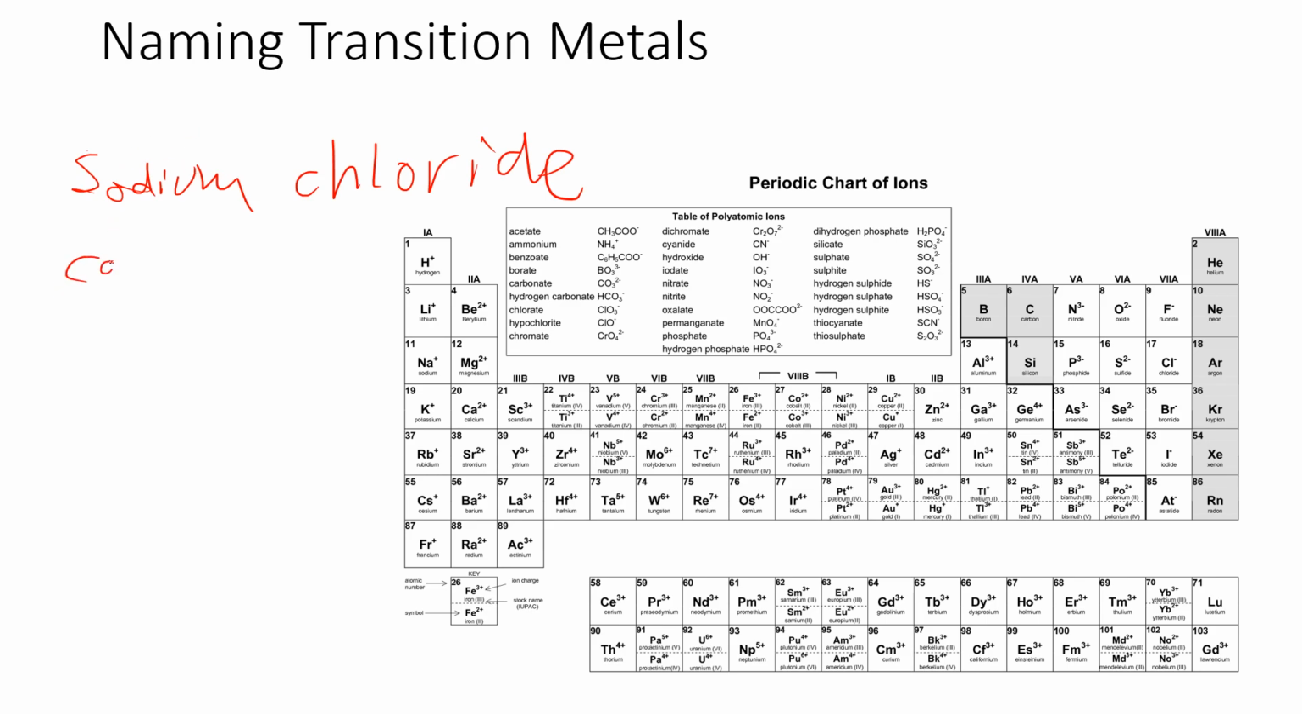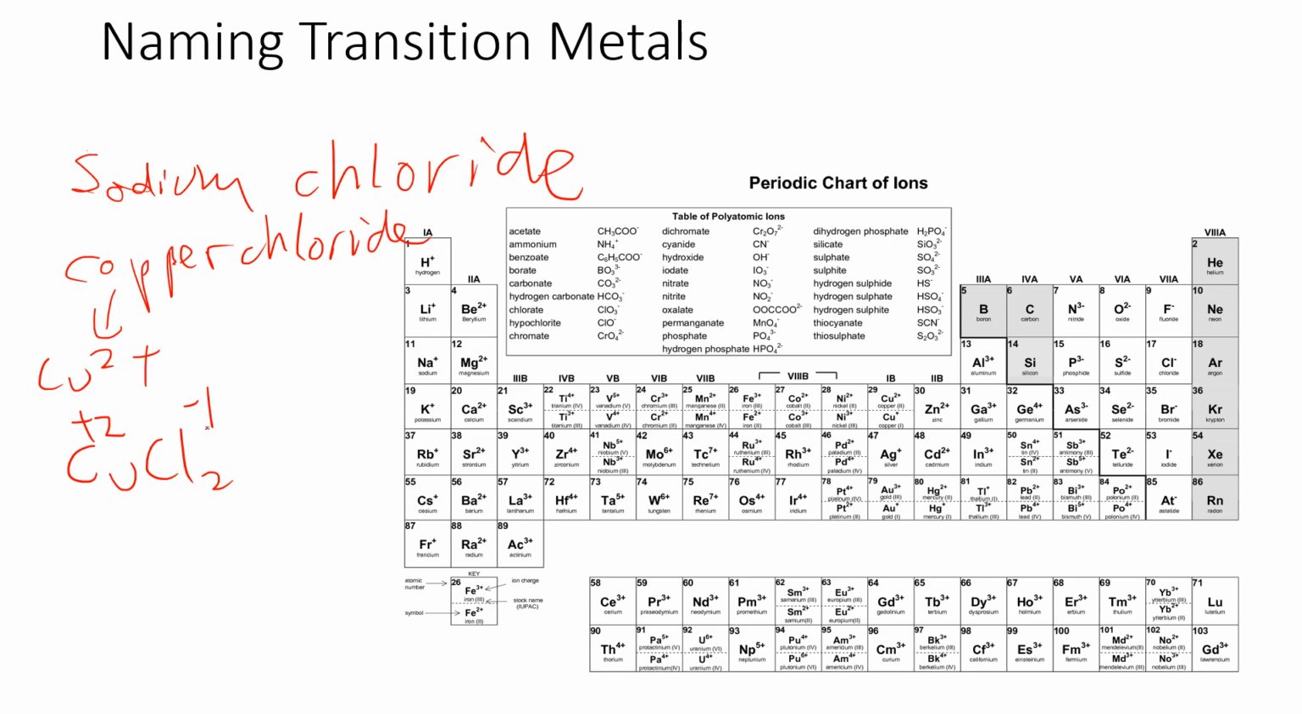But when we say copper chloride, we don't know that because copper can be a plus 2 charge or a plus 1 charge. What does that mean? Well, if it's a copper 2 plus charge, then you would have this compound. Because this is a plus 2 charge, you have to have two negative 1 charges to cancel out the plus 2. So you have CuCl2, copper chloride with 2 chloride ions.